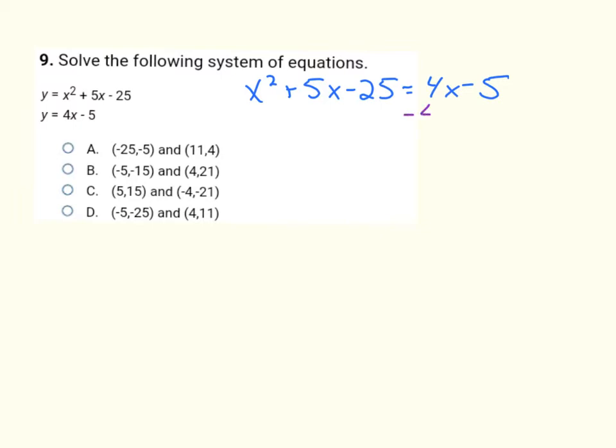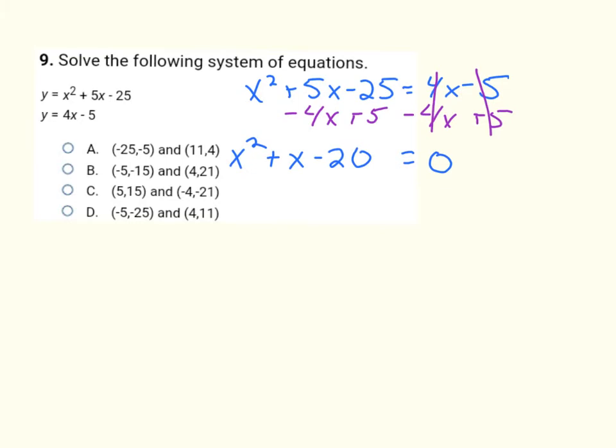So that means I'm going to subtract 4x from both sides and add 5 to both sides. So I lined up like terms. Here, these both cancel. So that means it's set equal to 0. Here I'm going to have x squared. 5x minus 4x is 1x, or just a plus x is the same thing. And then minus 25 plus 5 is a minus 20.